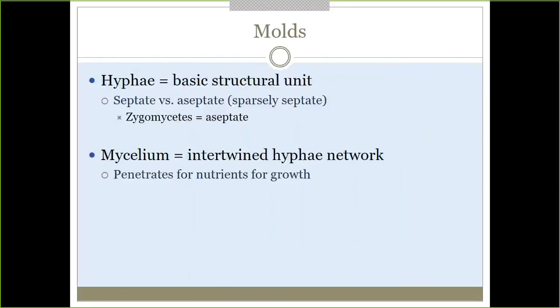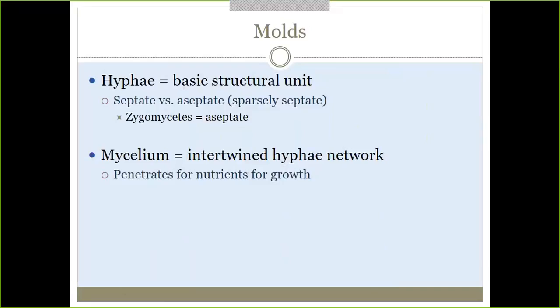All right, some basic terms to understand a little bit more on the molds. Hyphae, we do refer to hyphae when we look at molds under the microscope. Hyphae is the basic structural unit that makes up a mold, and it can be two different types. You can have septate hyphae or aseptate hyphae. Septate hyphae are going to have the cross walls, whereas aseptate hyphae have none.